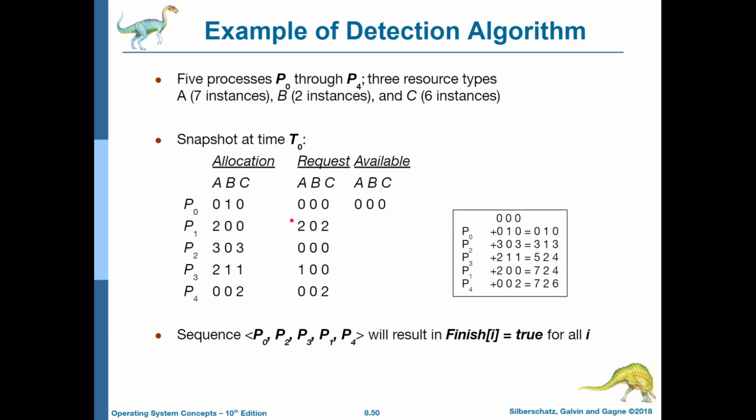Well, at this point, we have process 1 that can have its allocation added back, and then finally process 4, which can have its allocation. So the sequence process 0, 2, 3, 1, and 4 shows that this system is currently not in a deadlock state. There are no cycles.